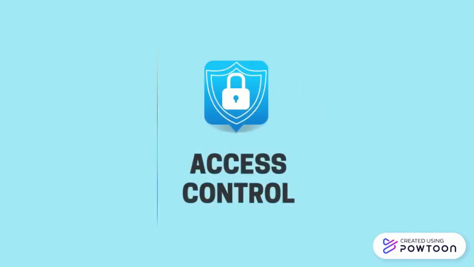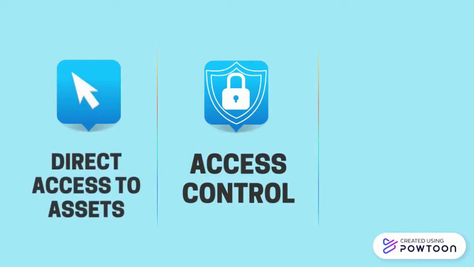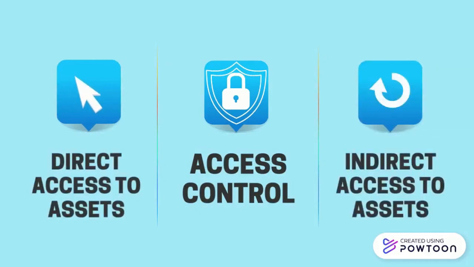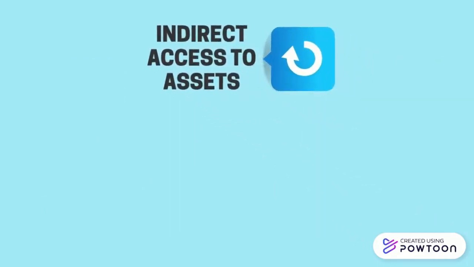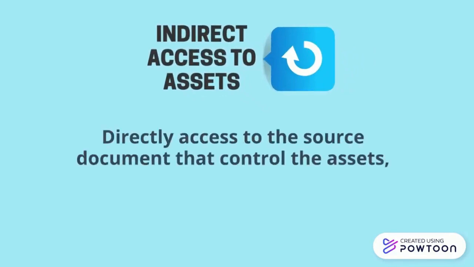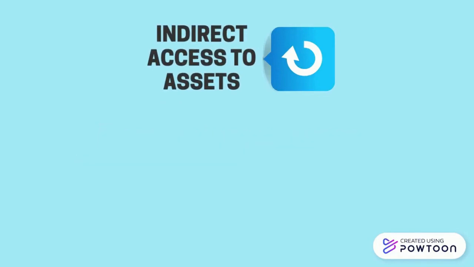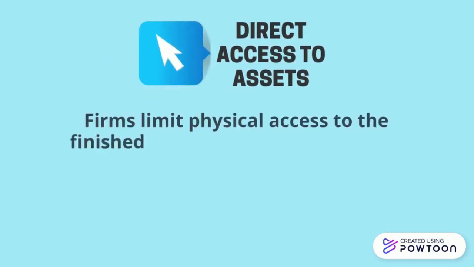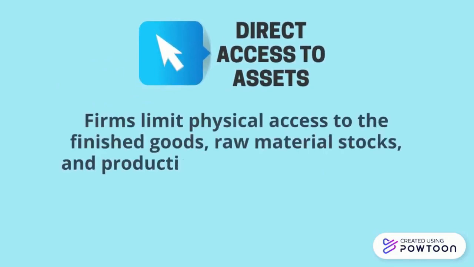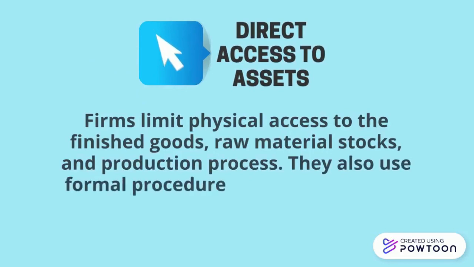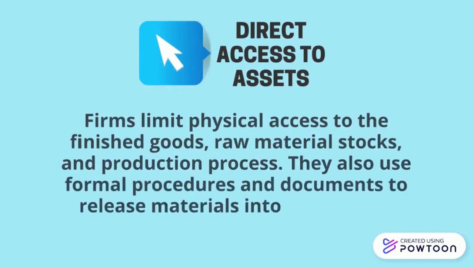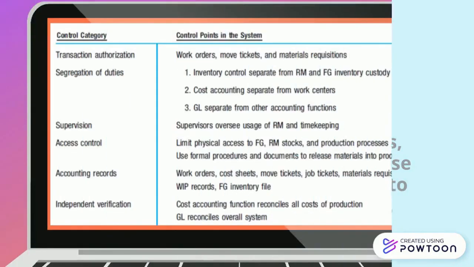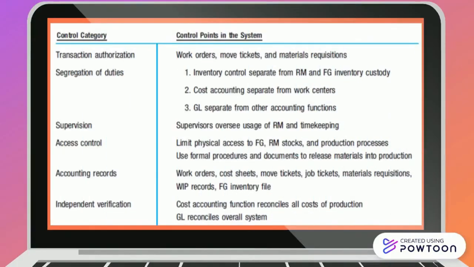Under the access control, the conversion cycle allows both direct and indirect access to assets. Under indirect access to assets, they directly access the source documents that control the assets, such as cash and inventories. While under direct access to assets, firms limit physical access to the finished goods, raw material stocks, and production process. They also use formal procedures and documents to release materials into production. In continuation, fifth is the accounting records and lastly is the independent verification.